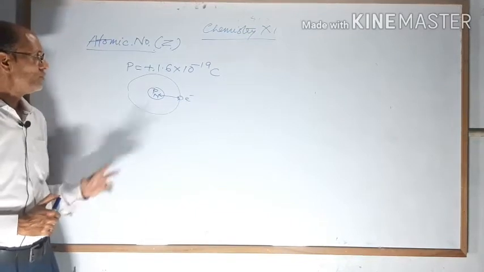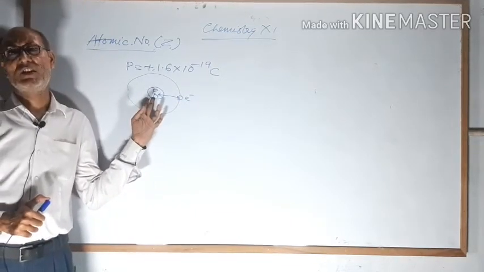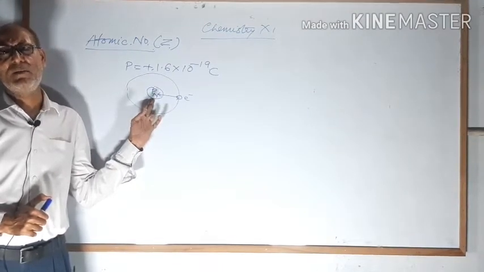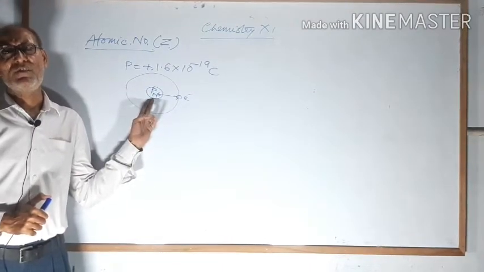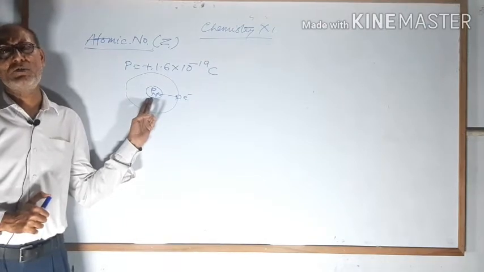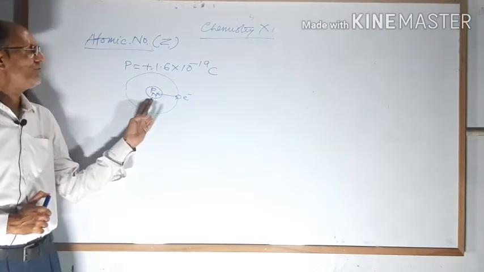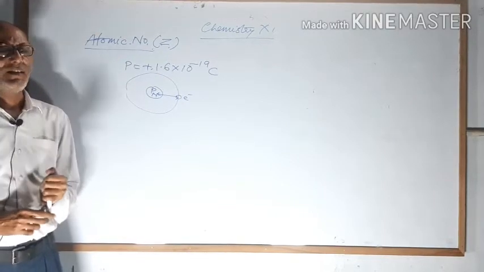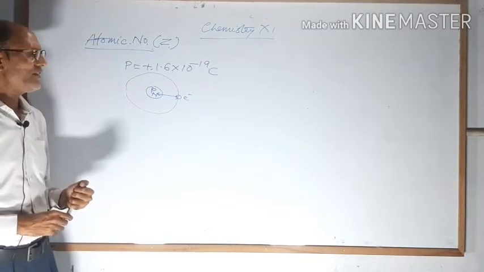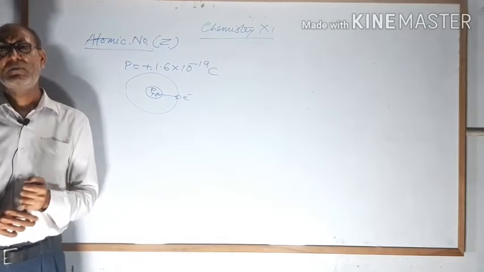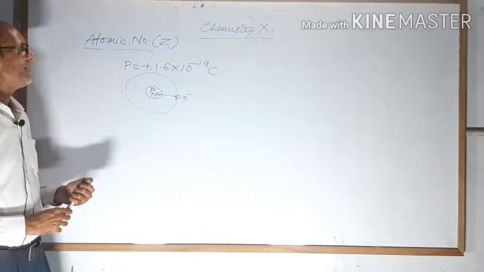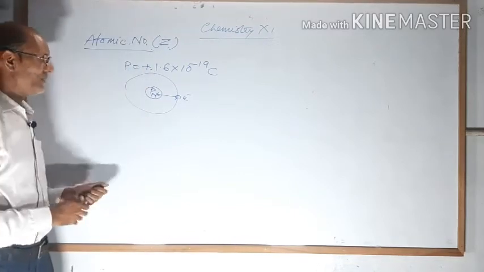The total number of protons present in the nucleus of any atom is a fixed number, an integral value. That value is known as the atomic number. That means the number of protons present in the nucleus of any atom is indicated by the atomic number, and it is represented by the letter Z.